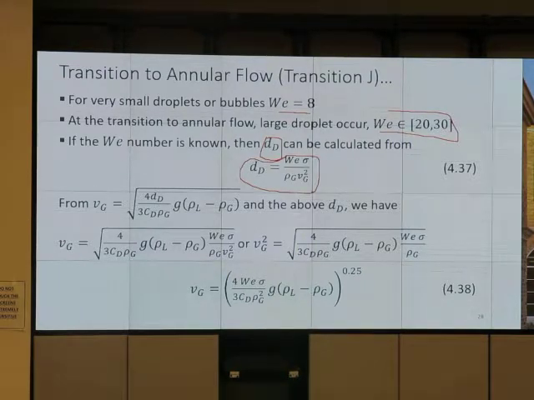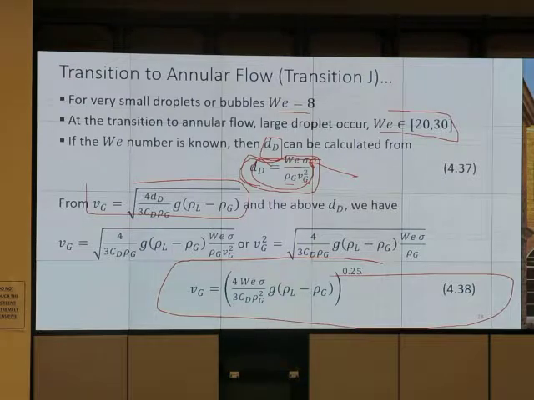Isaac, what is d sub d? Diameter of the pipe? No. Droplet. Okay, yeah, very good. So if the Weber number is known, sigma, what's the unit of sigma? Newton per meter. Rho, kilogram per cubic meter. Velocity, meter per second. Weber number, dimensionless. So from this and that, we substitute it in, and we get this equation, 4.38.